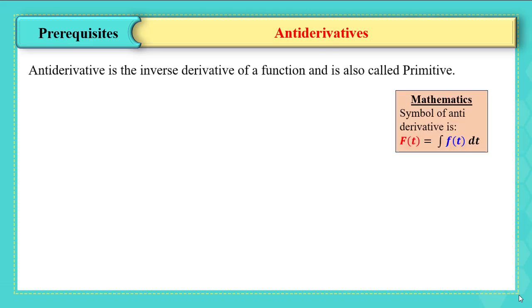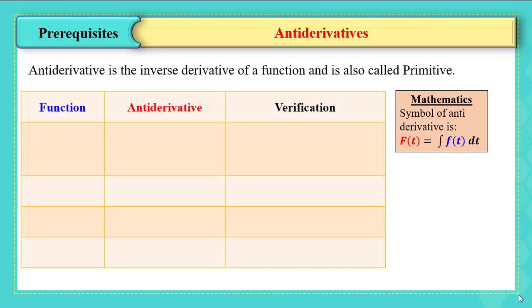Antiderivative is the inverse derivative of a function and is also called primitive. It reverses what the derivative does. It has a mathematical symbol and it's read as capital F of t is the integral of a function, small f of t dt. One function has many antiderivatives, but they all take the form of a function plus an arbitrary constant. We are going to consider the antiderivative of the functions that we will need in this lesson.